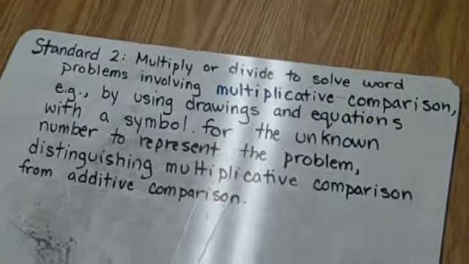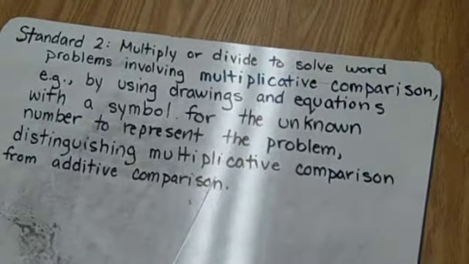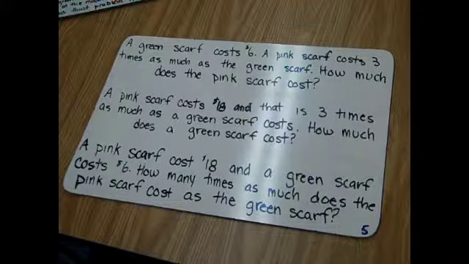The second standard is multiply or divide to solve word problems involving multiple comparisons. A green scarf costs $6. A pink scarf costs 3 times as much as the green scarf. How much does the pink scarf cost? A pink scarf costs $18, and that is 3 times as much as a green scarf costs. How much does a green scarf cost? A pink scarf costs $18 and a green scarf costs $6. How many times as much does a pink scarf cost as the green scarf?